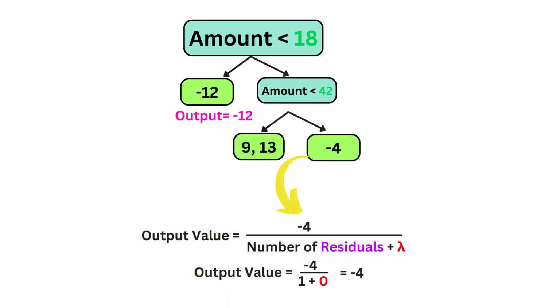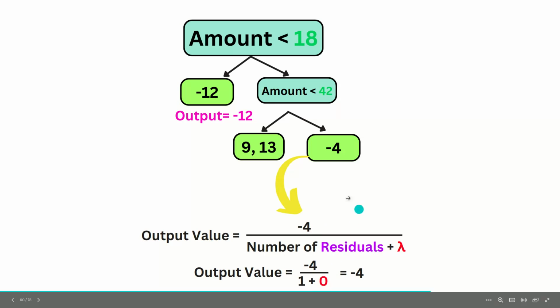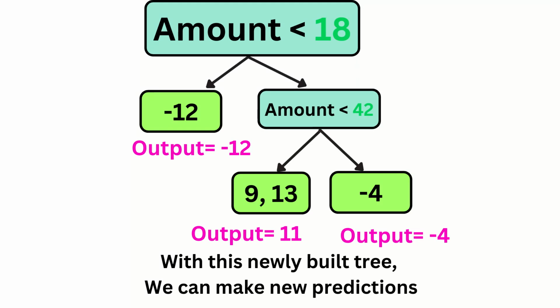Finally, we calculate output value for right leaf of branch 2. We put minus 4, which is residual, and divide by number of residual, which is 1. So we got minus 4 as the output for right leaf. So with this newly built tree, we can make new prediction.